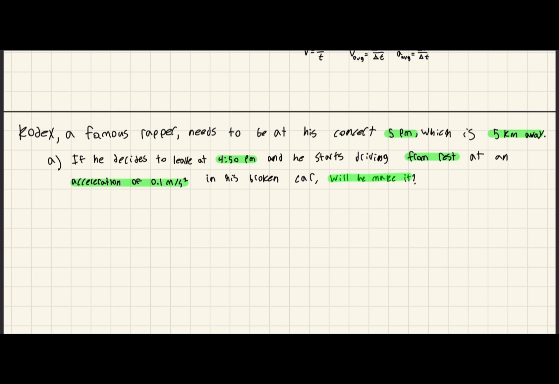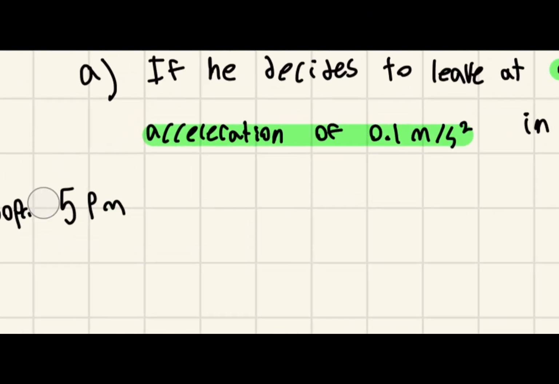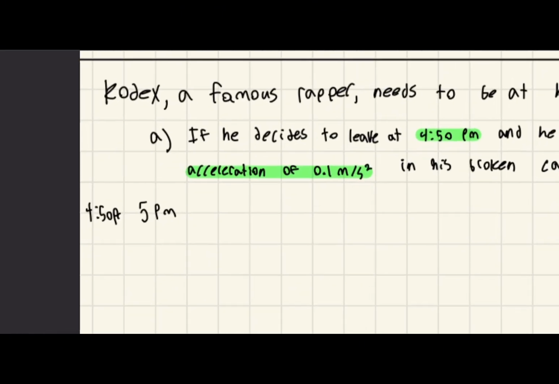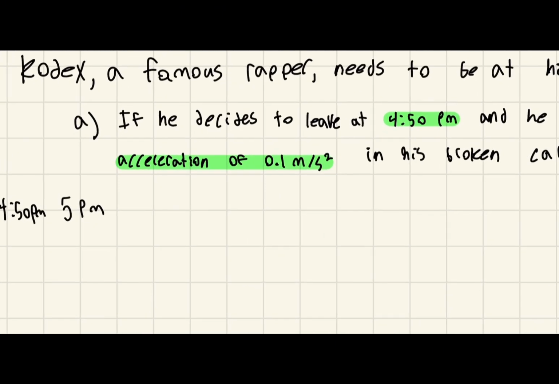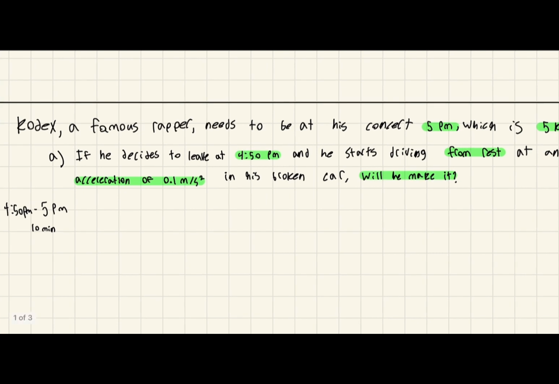And it's asking if he will make it or not. So let's digest everything we have here. We know that he needs to get there at 5 p.m. and he starts at 4:50 p.m. So that means he's going to have a 10-minute range in which he can get to his destination.